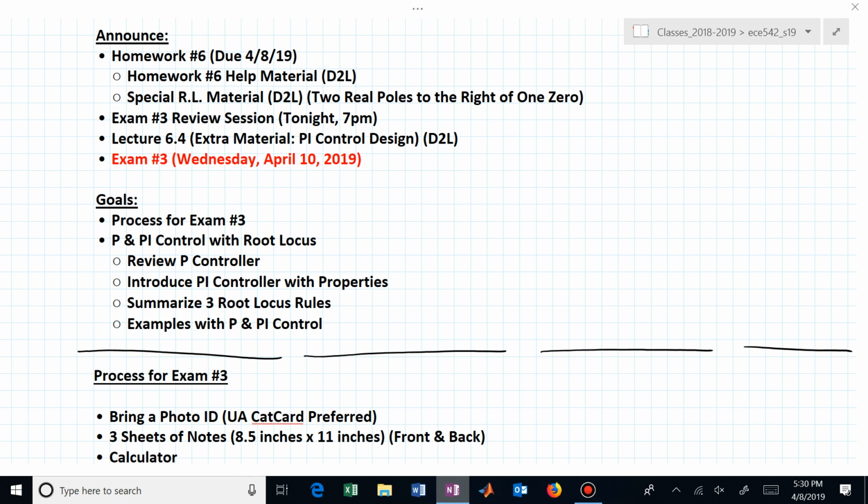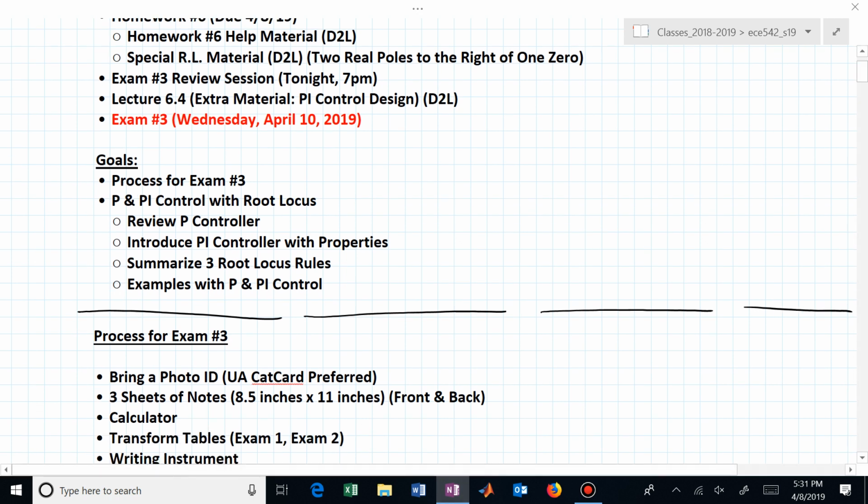And there is a special root locus, two poles to the right of a 0. Those are two real poles in general, where we can now use the geometric mean to determine that. Those two additional pieces of notes and video are on D2L. Exam number 3 review session is immediately following class at 7 tonight.